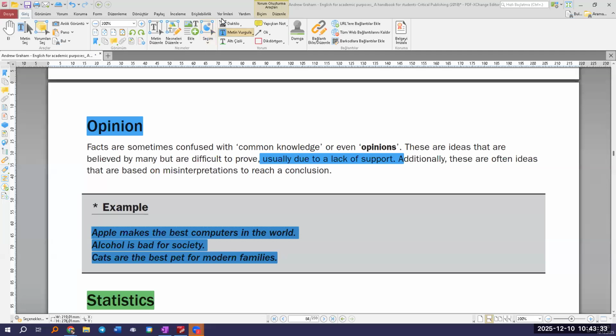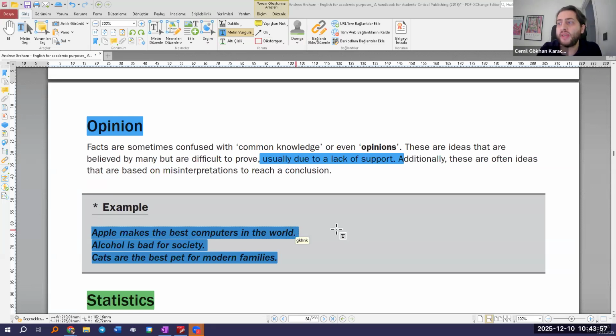Exactly. So the words biggest, best, actually do not have clear criteria under them. Instead of saying this, could we say Apple makes the best performing computers in the world? Best performing?